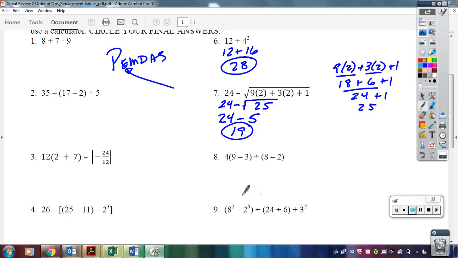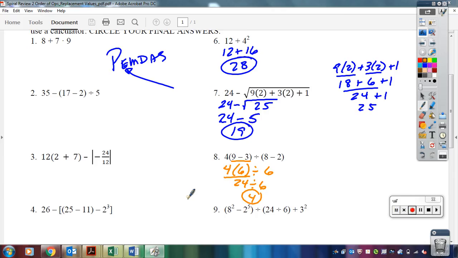We'll use orange. Number 8, we'll do 9 minus 3 first. 4 times 9 minus 3, which is 6, divided by 8 minus 2, which is also 6. Which do we do first, multiplication or division? Well, it's convenient to do 6 divided by 6, but we're not going to do that. We're going to do 4 times 6, which is 24, divided by 6, and 24 divided by 6 is 4.